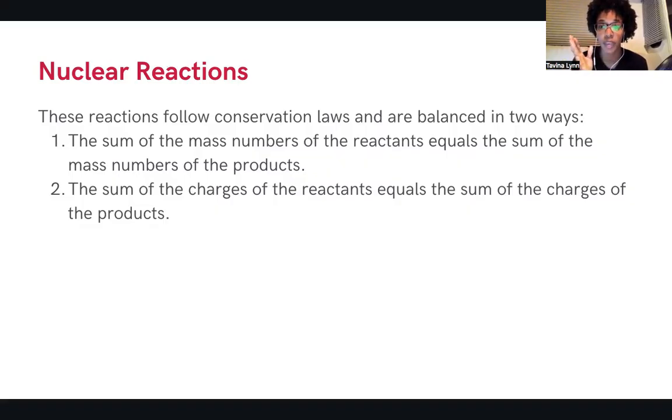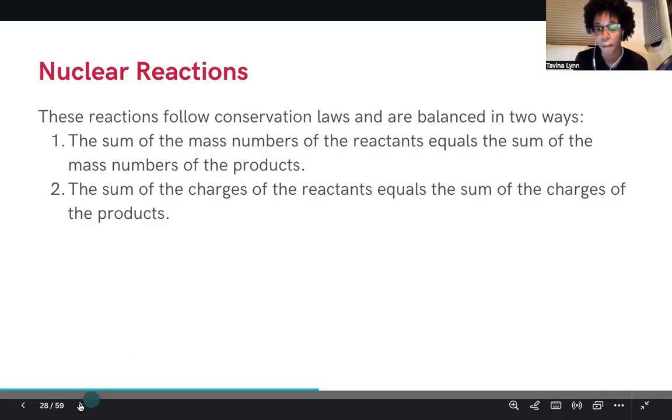So with chemical reactions, we were balancing the elements, making sure we had the same amount of elements on both the reactant and product side. Here, you're looking at the sum of the mass numbers and the sum of the charges, which should be equal on both sides. And that lets us know that it's balanced.